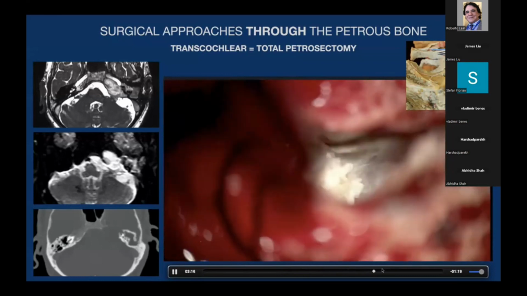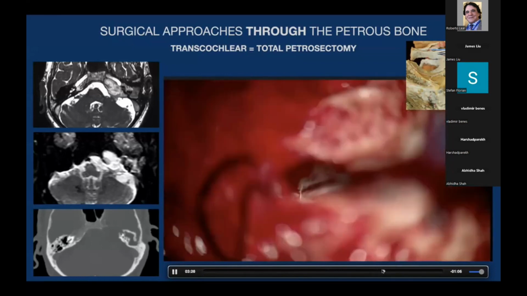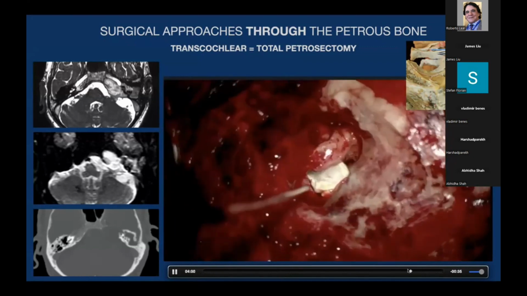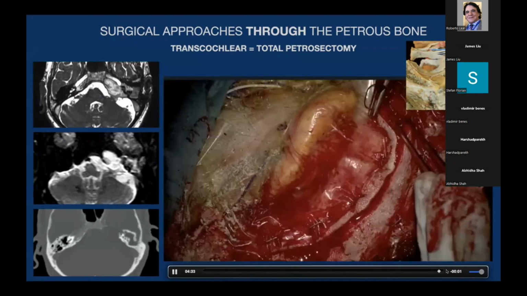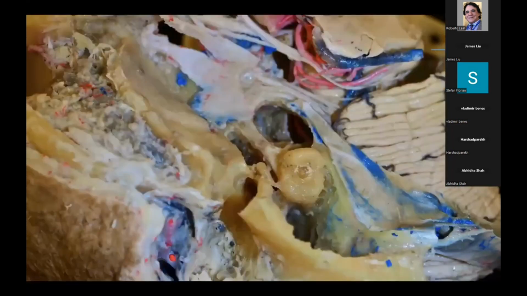But even so, I had a CSF leak, which finally required a reoperation in order to identify the point at which it was leaking. So that's the post-op after the first surgery.